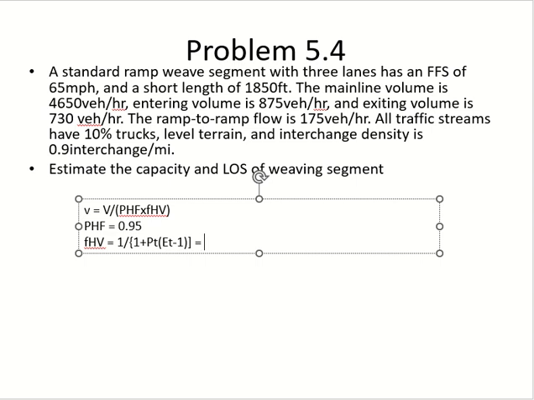Okay, percentage of trucks is 10%, 0.1. ET for level terrain is 2. There's a table given in the same chapter, you can have a look at it, but ET for level terrain is 2. So PT percentage is 10%, ET is 2. Okay, how much is the factor for heavy vehicles?